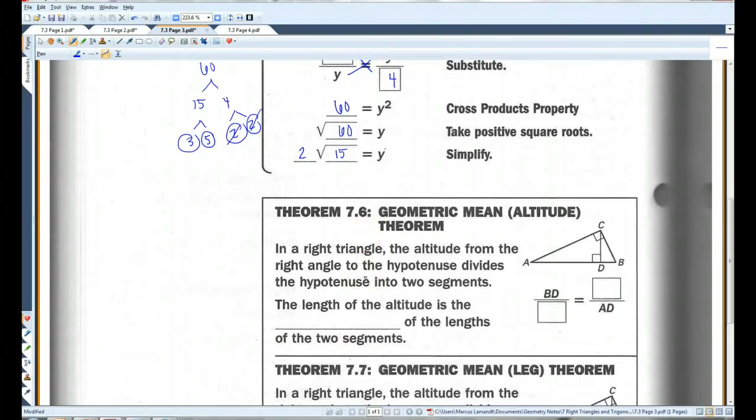Alright, geometric mean. In a triangle, the altitude from the right angle to the hypotenuse divides the hypotenuse into 2 segments. The length of the altitude is the geometric mean of the length of the 2 segments. So BD over CD equals CD over AD. Okay?